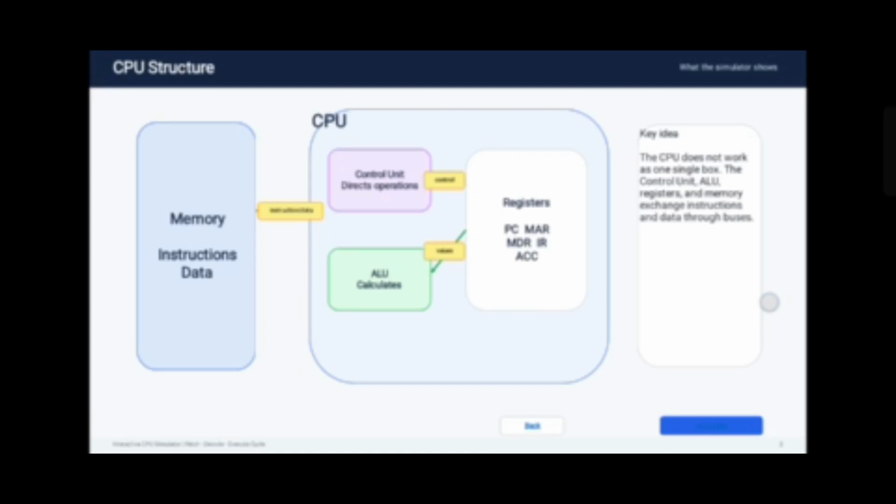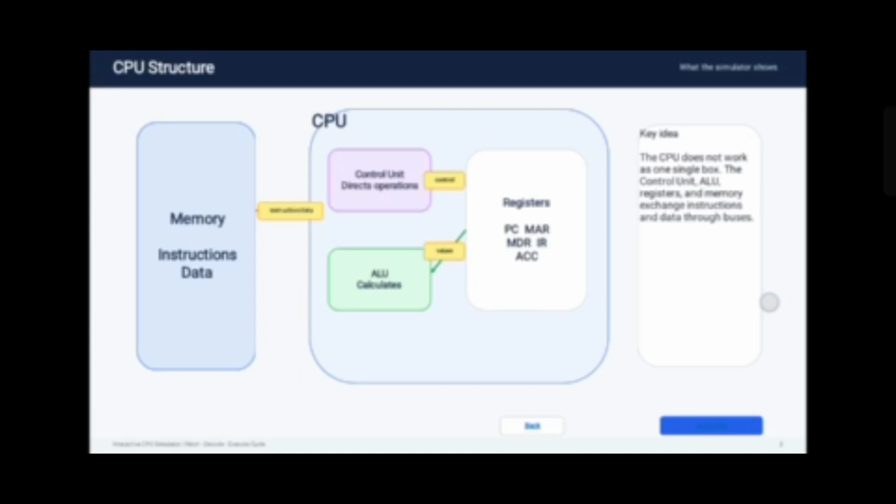Now I will explain the main components used in our CPU simulator. The first component is the control unit. The control unit controls the operation of the CPU. It reads the instruction and decides what the CPU should do next. The second component is the ALU, which stands for Arithmetic Logic Unit. The ALU performs calculations and logical operations such as addition.